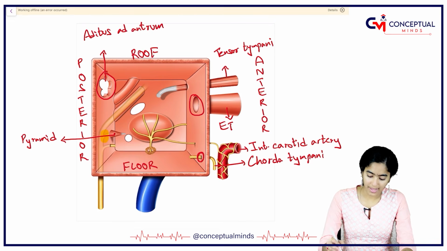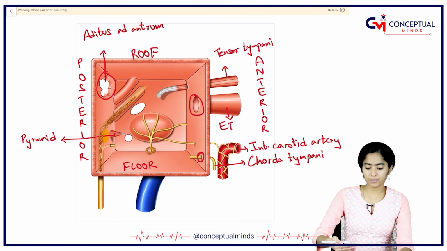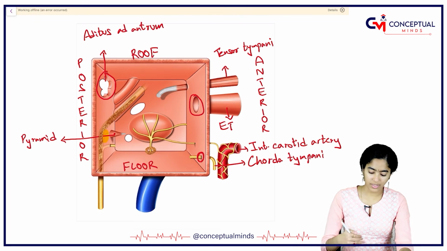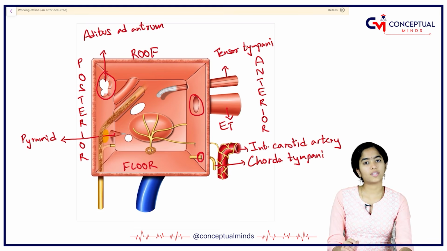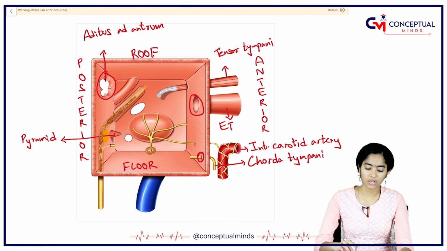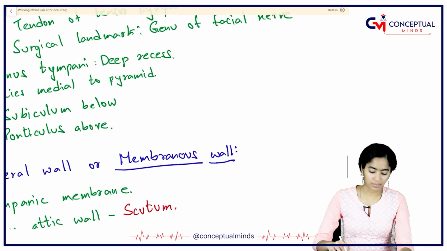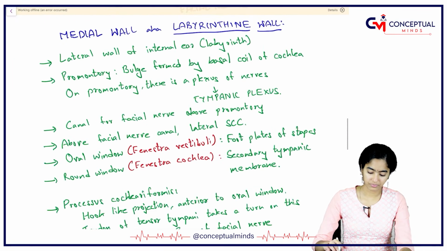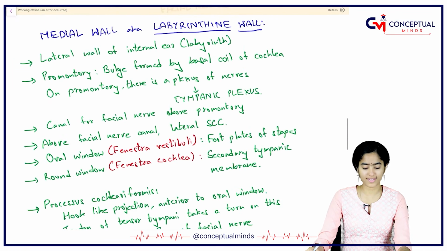And we also have the facial nerve running in the posterior wall. This is the facial nerve. It's coming from the medial wall and it is running posteriorly. These are the structures in the posterior wall. Let us look into the medial wall or the labyrinthine wall. What are the important structures here?